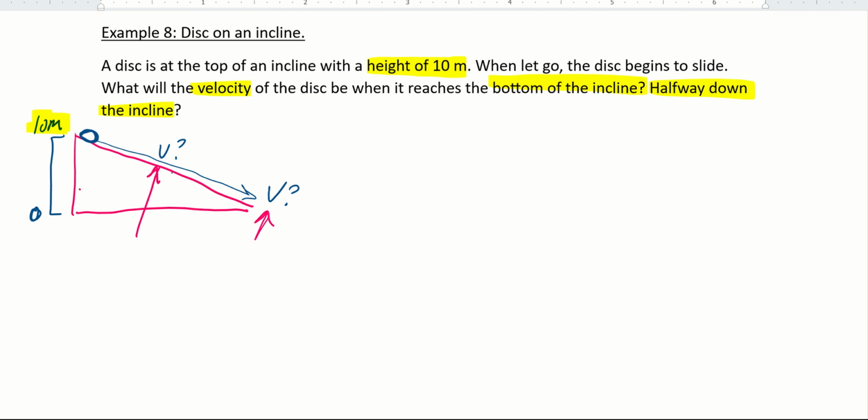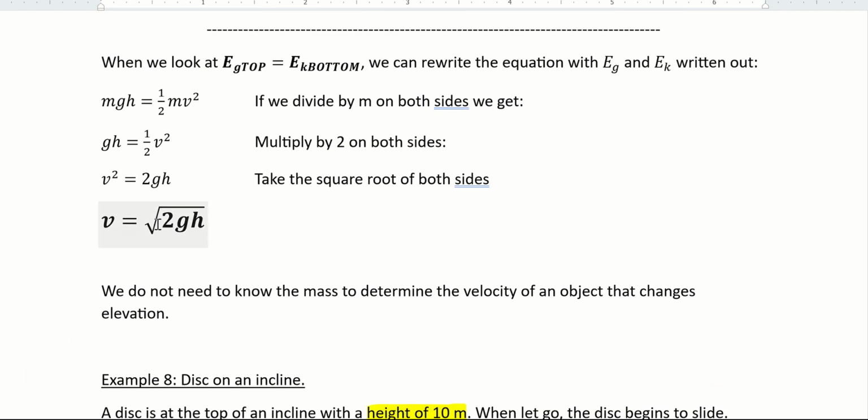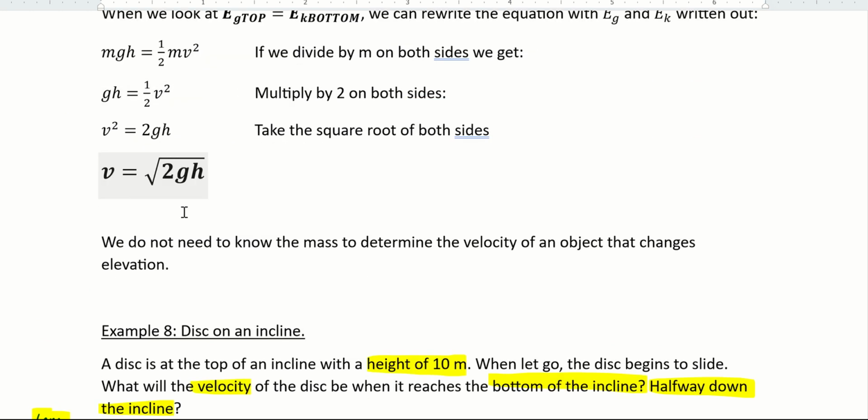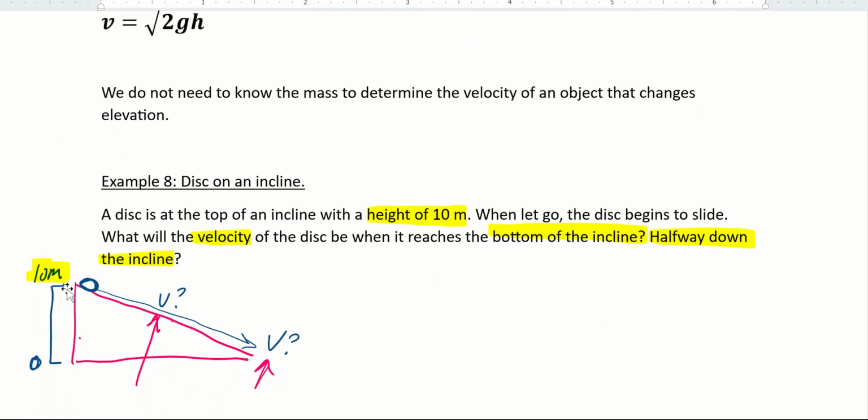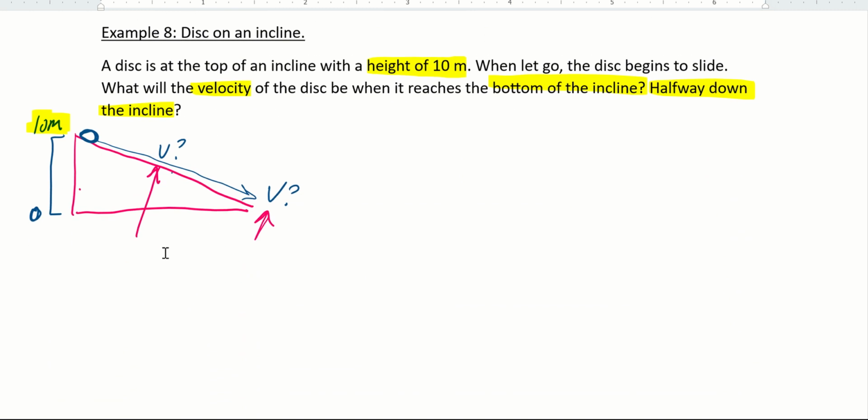So we could use that equation that we derived above, which you should have read about, which is V is the square root of 2gh. And that's just by relating gravitational potential energy and kinetic energy. So this is only going to apply when we're looking at an object that's falling from a height. Okay, so I know that my velocity at the top is 0.